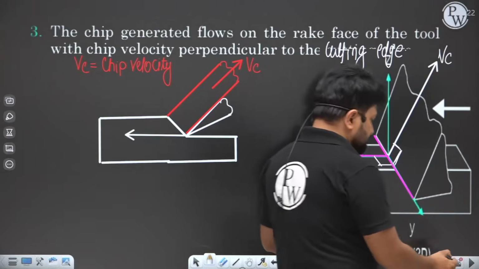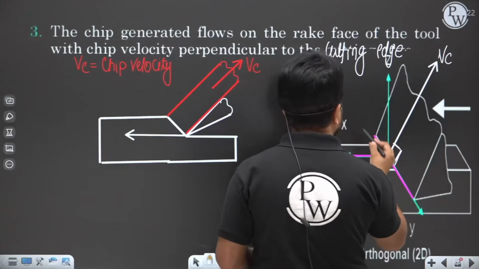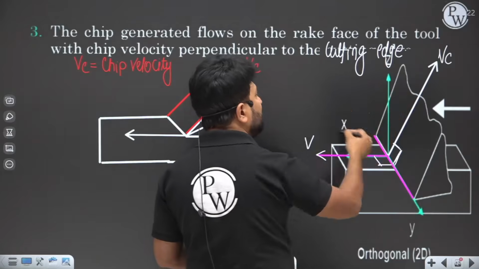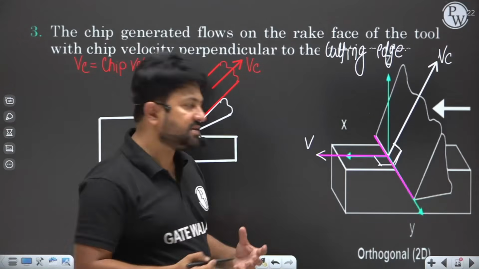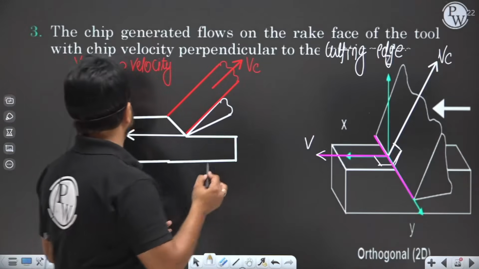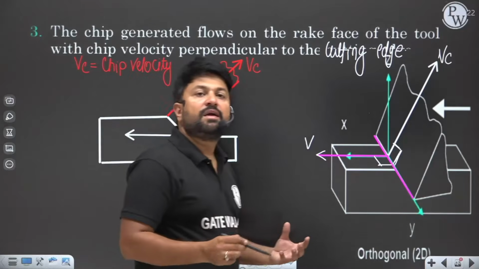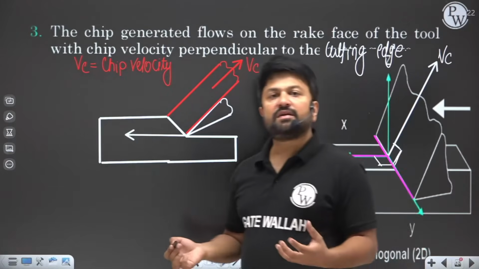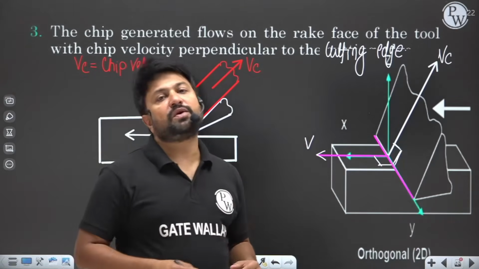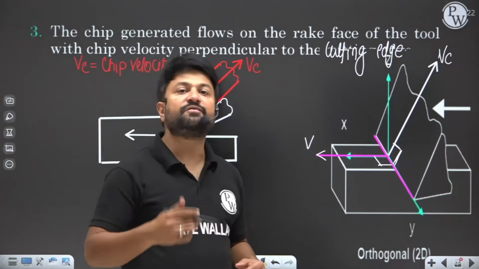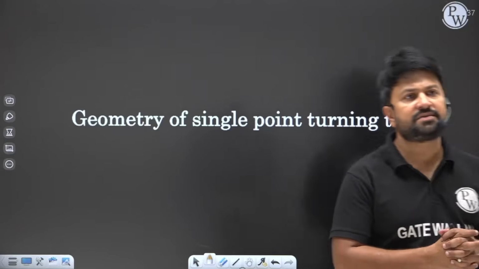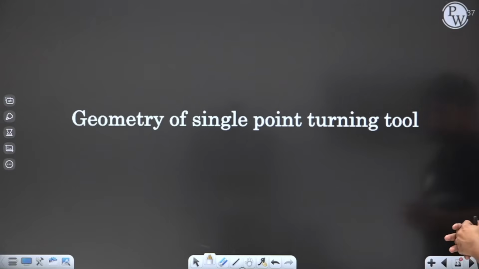Now let's move to the next point. Whatever chip is produced should flow in the orthogonal plane. The question is, what do you mean by orthogonal plane? You may be surprised. Don't worry, my dear, I will tell you the meaning of the orthogonal plane in the orthogonal cutting in further discussion. Now let's discuss the geometry of a single point turning tool.